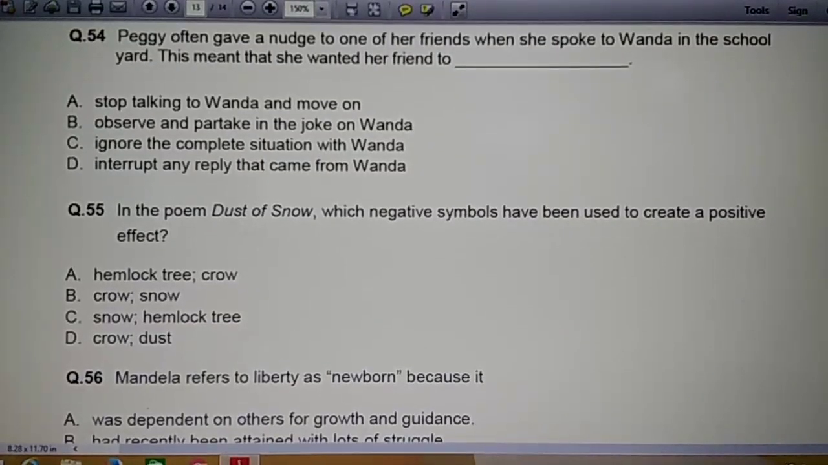Question number 54. Peggy often gave a nudge to one of her friends when she spoke to Wanda in the schoolyard. This meant that she wanted her friend to: stop talking to Wanda and move on, observe and partake in the joke on Wanda, ignore the complete situation with Wanda, interrupt any reply that came from Wanda. So option B will be the right one: observe and partake in the joke on Wanda.